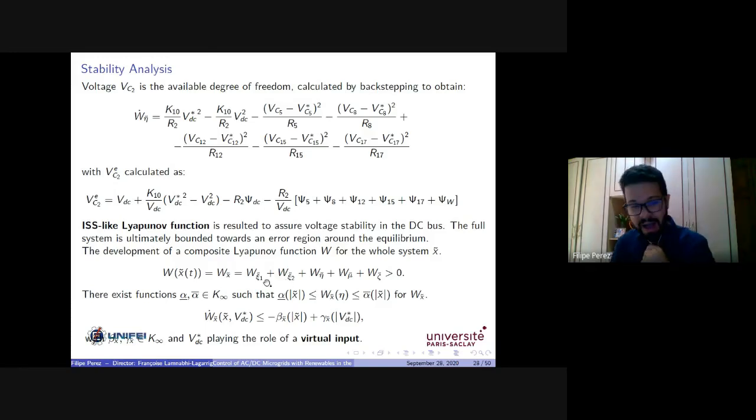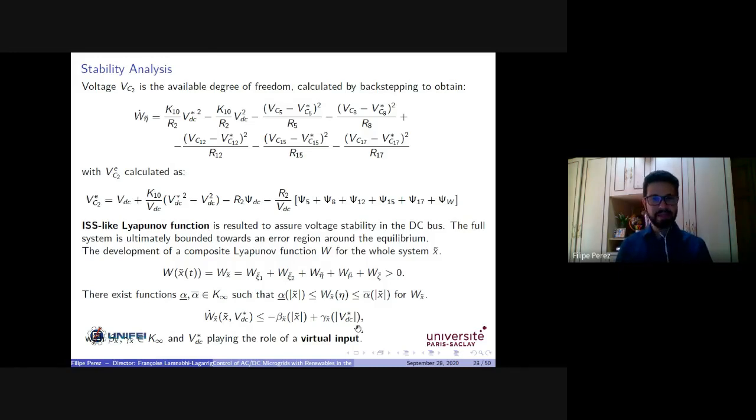So here we can show these properties, where we can affirm that there exist functions alpha, which belongs to class K infinity, where we can satisfy the inequality here, where the beta and the gamma functions are class K infinity, and VDC is playing the role of a virtual input. So we have a limited input here, where the system results to be an input-to-state stable system.